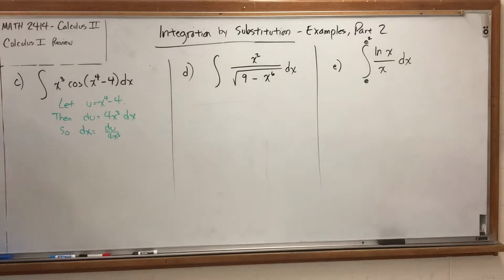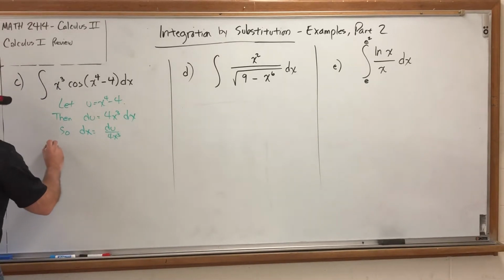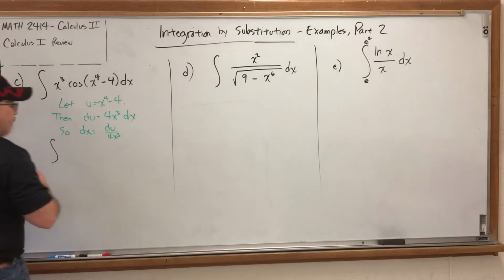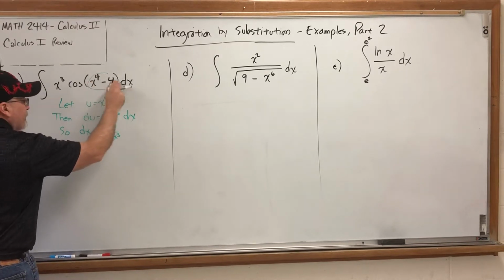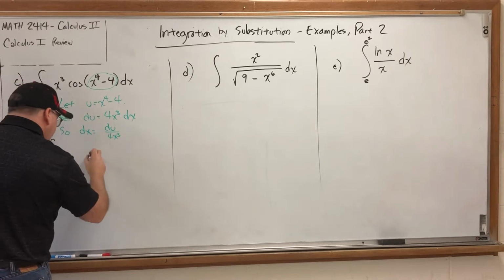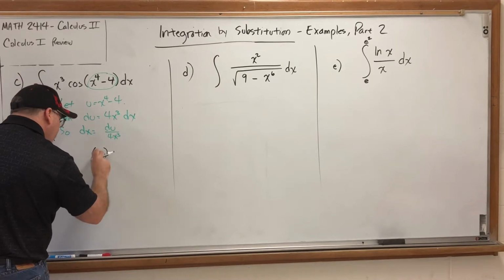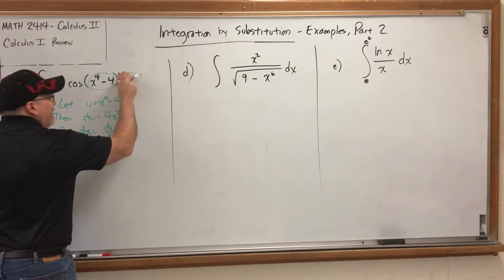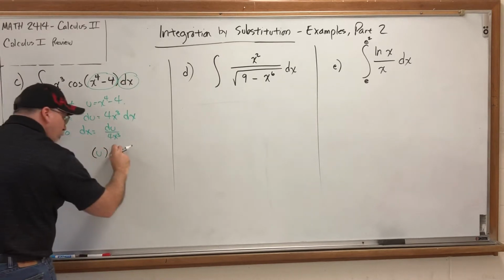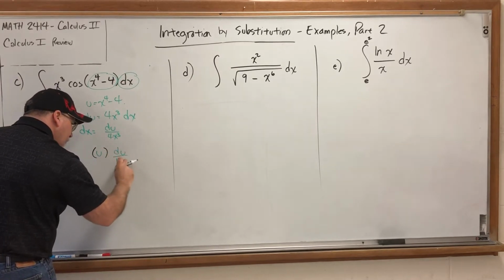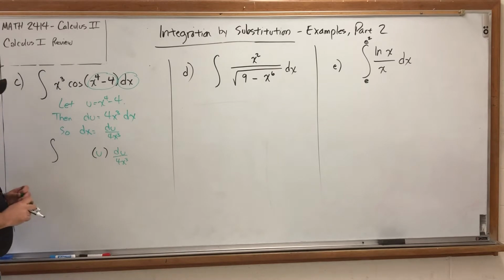But let's take inventory. Let's see who becomes what. The x to the fourth minus 4 becomes a u. So inside parentheses, I'm going to write a u. The dx will become du over 4x cubed. Who have I not circled? The x cubed and the cosine.